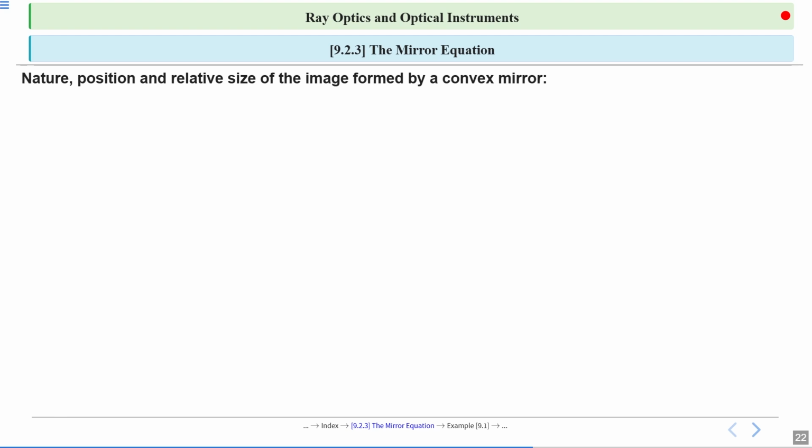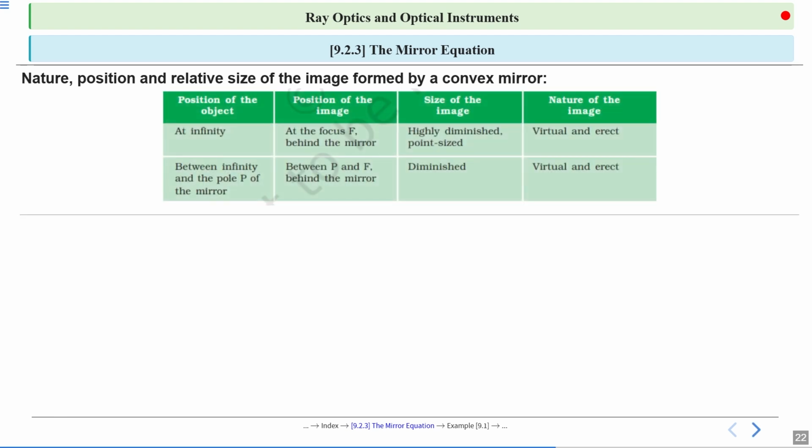So now, nature, position and relative size of the image formed by the convex mirror. For a convex mirror, there are only 2 cases. When the object is at infinity, the image is at the focus, behind the mirror. The size of the image is highly diminished, point sized, and a virtual and erect image is formed.